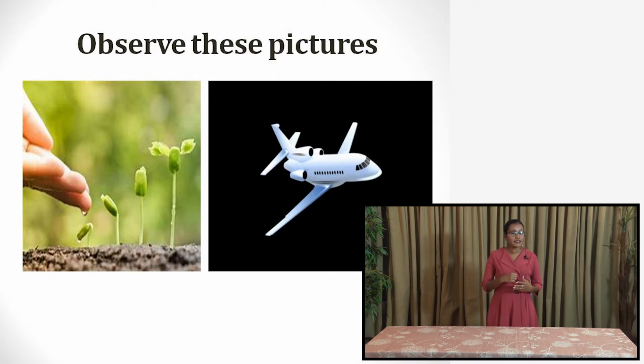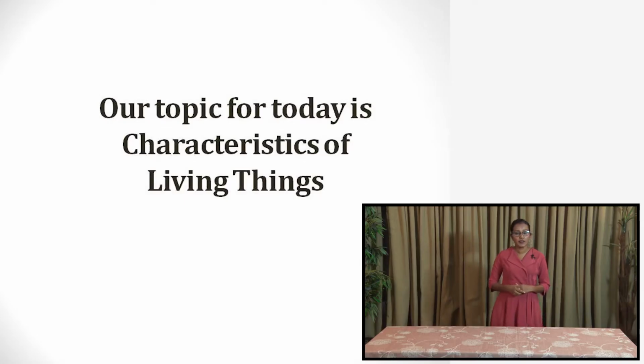Very good. The plant is alive and the airplane is not alive. Now think about it. Why are you telling me the plant is alive and the airplane is not alive? Very good, because you could see the plant there is growing. Can an airplane grow? No. So therefore, that is why we say plants are alive and the airplane is not alive. So our topic for today will be based on the characteristics of living things.